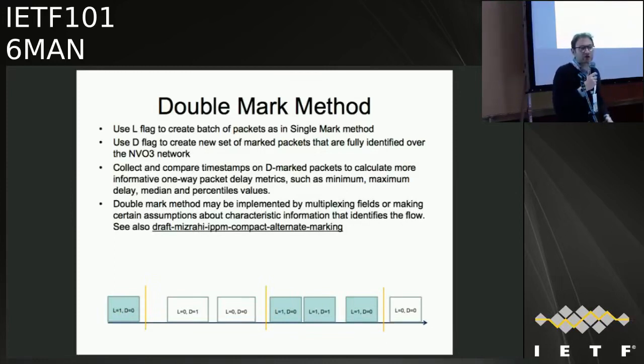There is another variation of the double mark method using just 1 bit, because you can use the opposite bit of the current interval. So with 1 bit, you can apply the double mark method. It is described in the compact alternate marking draft.